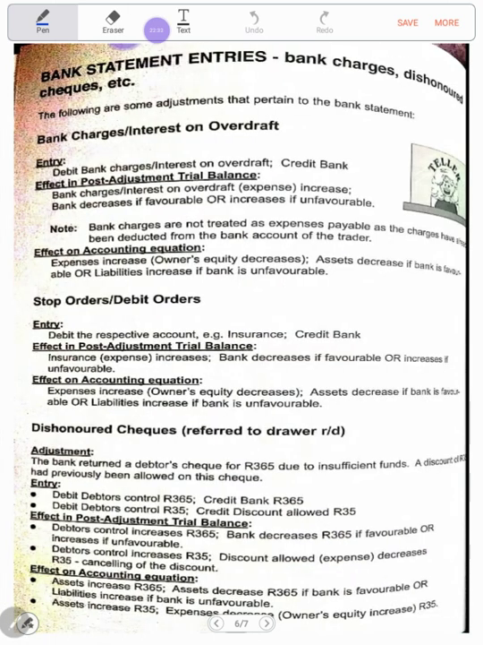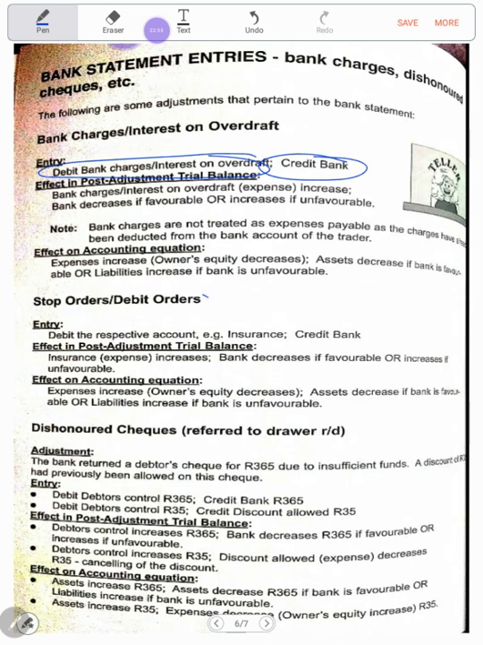All right. The bank charges or interest on overdraft. You will always debit bank charges or interest on overdraft because that is an expense and we always debit expenses, grade 10s. What am I going to be crediting? My bank, because bank is decreasing. I am losing out on money.